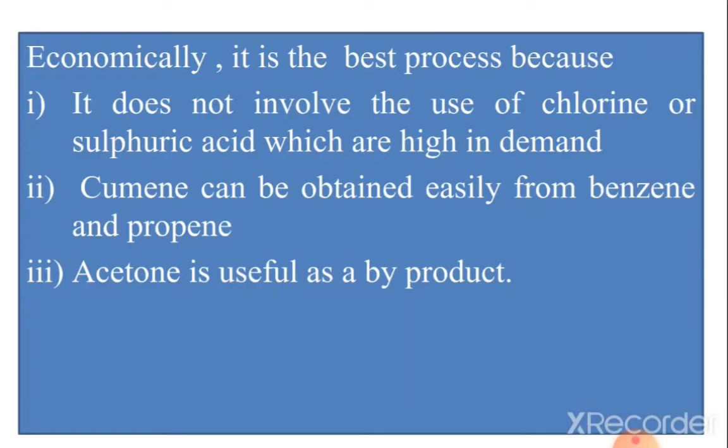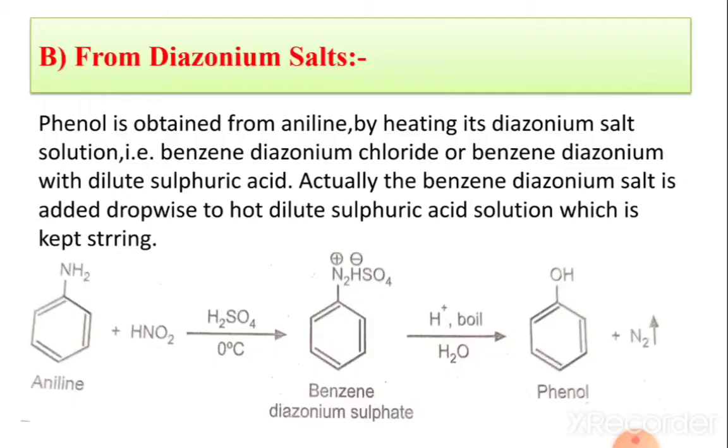Economically it is the best process because it does not involve the use of chlorine or sulfuric acid, which are in high demand, and cumene can be obtained easily from benzene and propene. Then acetone is useful as a byproduct, because in this process we get acetone as a byproduct, and it is very useful. Number 2, from diazonium salt.